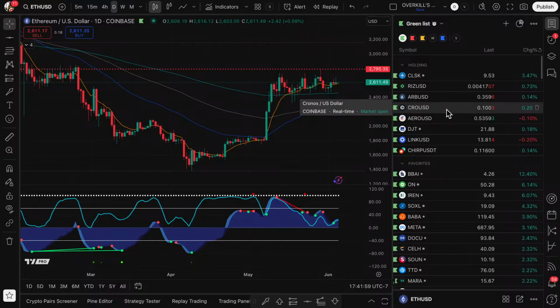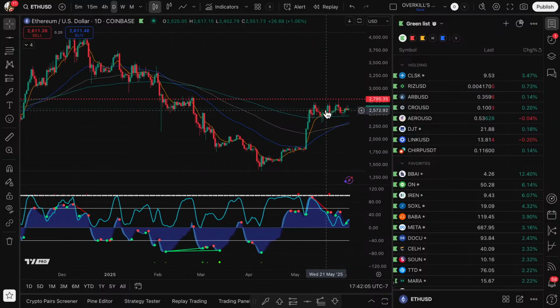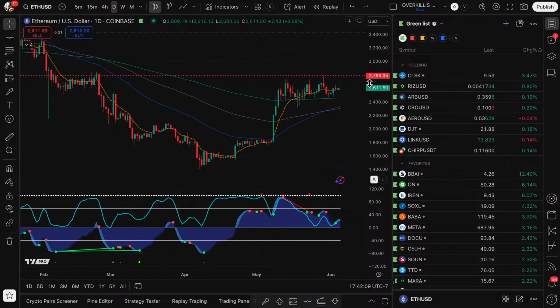So like I said, I think it could be any hour, any minute, any day. All we need is a tweet. All we need is a news. And you're going to see these names, when it happens, they're going to be up like 20, 30, 40%. So that level right there breaking is going to be huge for Ethereum. But that's it for today, folks.